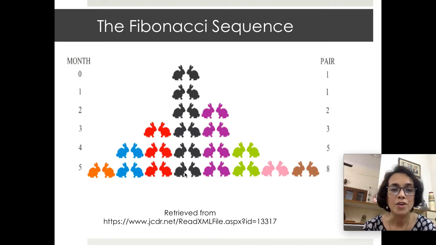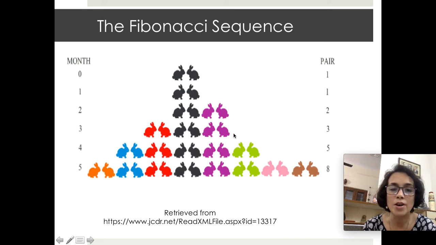Now let us see. On the left hand side, we have marked the months, which starts from 0 onwards. And on the right hand side, we are indicating the number of pairs of rabbits in the field. To begin with, in month 0, there is only one male-female pair, that is the black pair. At the end of 1 month, or the first month, they are able to mate. And by the end of the second month, this pair is going to produce this new pair of rabbits indicated by this purple pair. So by the end of the second month, there are 2 pairs of rabbits.